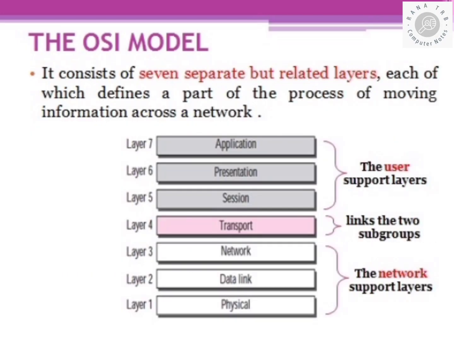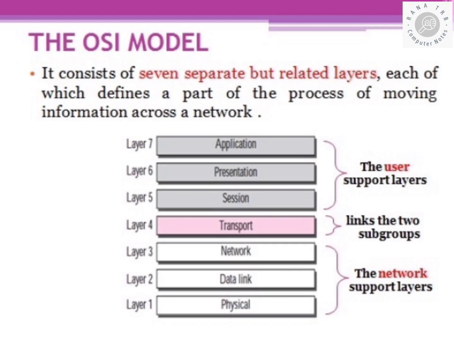The OSI model consists of 7 separate layers. They are related to each other, but each one has a different process for moving information across the network. The first layer is the physical layer, the second is the data link layer, the third is the network layer, the fourth is the transport layer, the fifth is the session layer, the sixth is the presentation layer, and the seventh is the application layer.